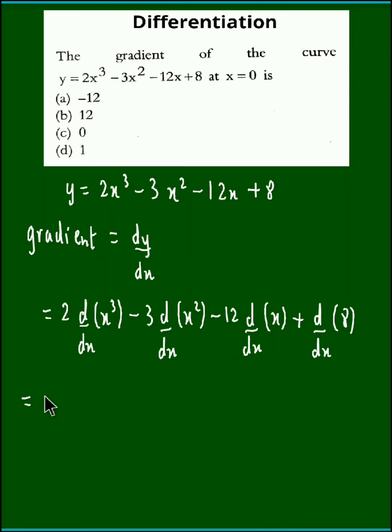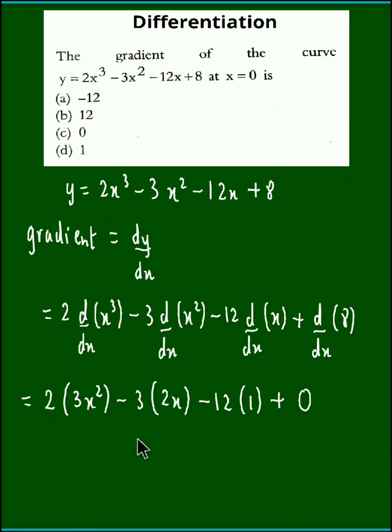Proceeding further, we get 2 times, now derivative of x cube, using the formula derivative of x raised to n is n times x raised to n minus 1. So if we apply that formula, we obtain derivative of x cube as 3x square, minus 3 times derivative of x square is 2x, minus 12 times derivative of x is 1, plus derivative of 8, which is a constant term, and derivative of constant is 0. So we have dy by dx as 6x square minus 6x minus 12.